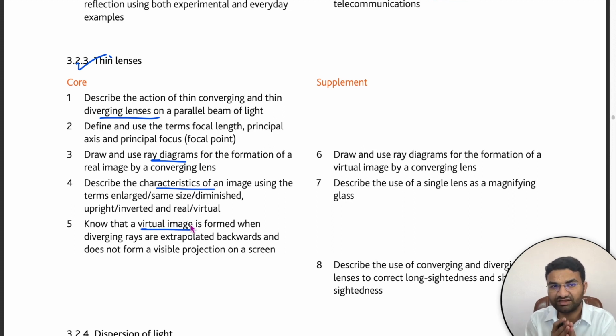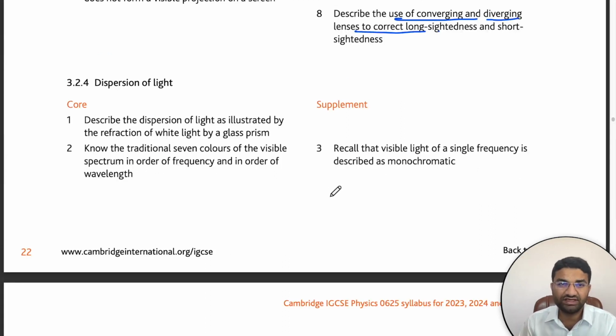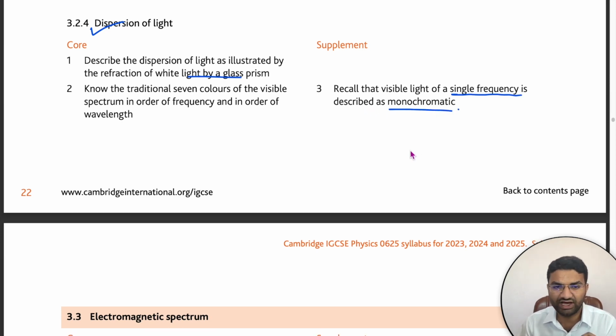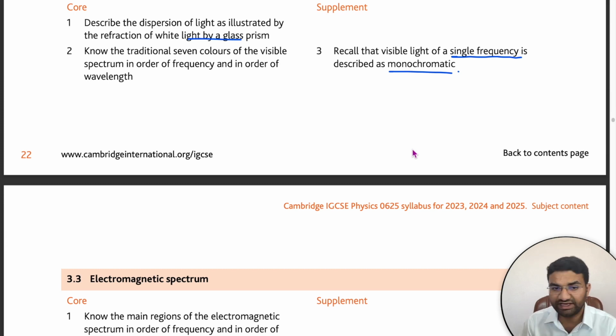These basic concepts are there for the core student. And for an extended student, draw and use ray diagrams, and describe them. Then next, use of converging and diverging lenses. So these concepts are there for the extended student. Then next, dispersion of light: how white light disperses when it passes through the prism. For an extended student, single frequency description as monochromatic light. This part is there for the extended student.